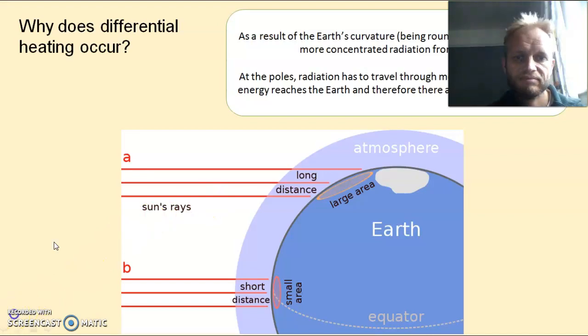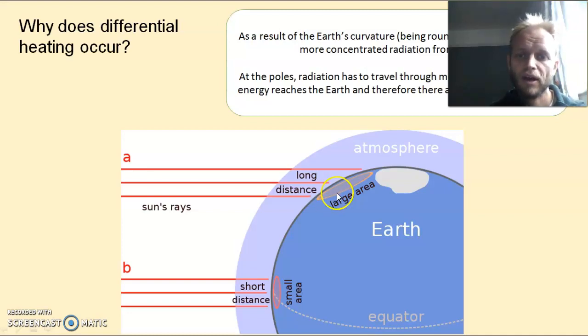So the first reason for the differential heating is because of Earth's curvature. We all know that the Earth is round, and as a result of this, we get different amounts of concentrated radiation. In the poles, as you can see from the diagram, the same amount of radiation, so these lines here, is coming from space, from the sun. Okay, but if you look at how it's spread over the area, it's spread over a much larger area. And I always think back to like squash or Ribena. If you have a little bit of Ribena in your drinks with lots of water, then it's much weaker. Okay, same's true of radiation.